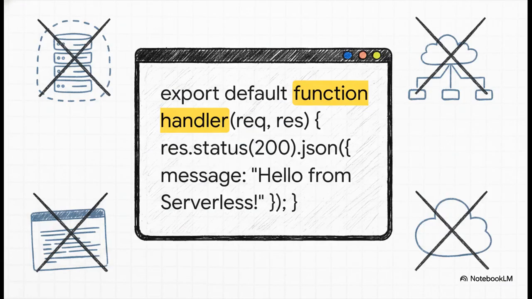And just look at this code. Seriously, where's all the server setup? The boilerplate? It's gone. All you have is a single function. It takes a request. It sends a response. You're only writing the code that actually matters, your business logic. The platform literally handles everything else.